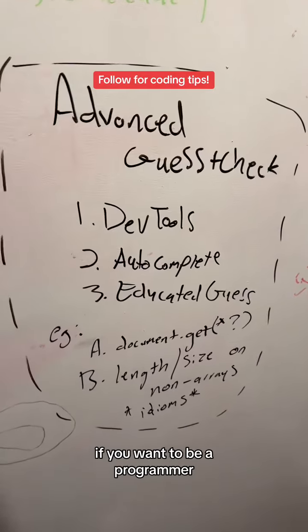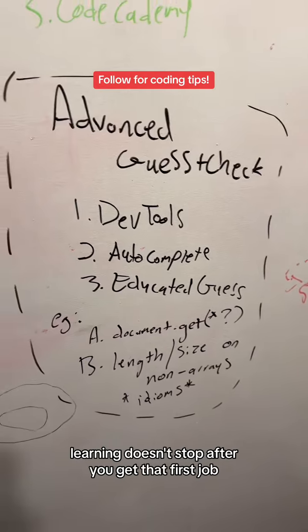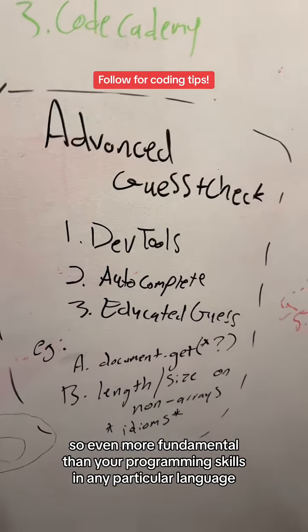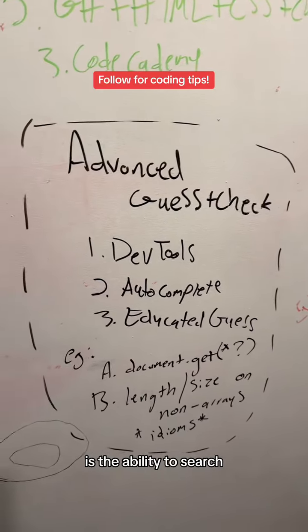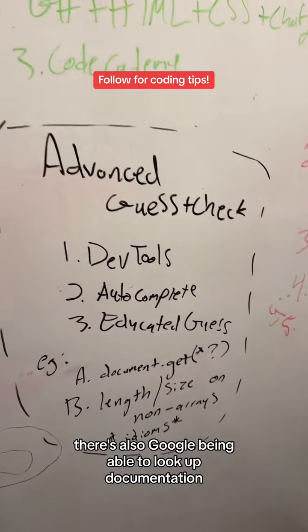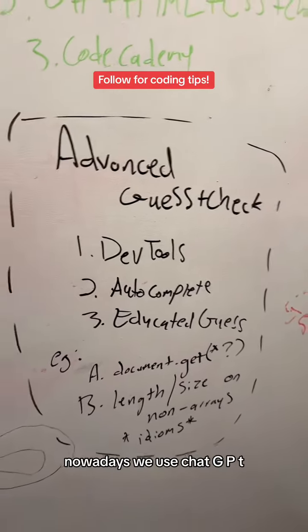If you want to be a programmer, or if you are already a programmer, we are always learning. Learning doesn't stop after you get that first job. So even more fundamental than your programming skills in any particular language is the ability to search. And guess and check is one of the fundamental search approaches. There's also Google, being able to look up documentation. Nowadays we use ChatGPT, all sorts of tools.